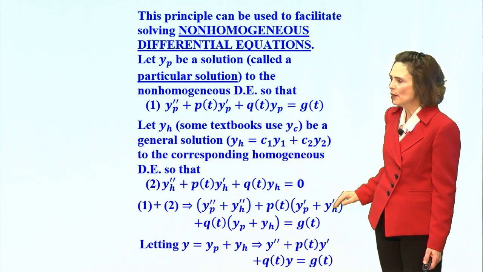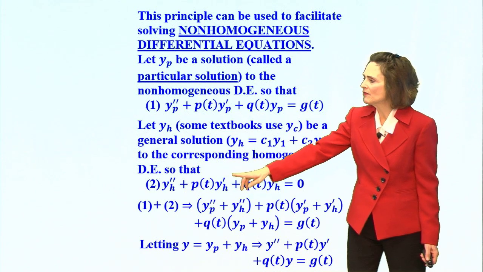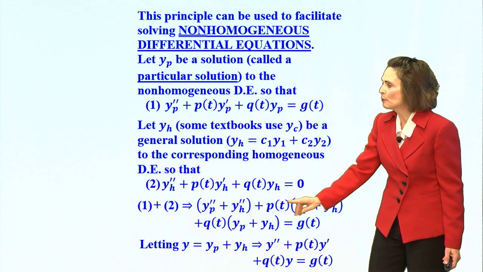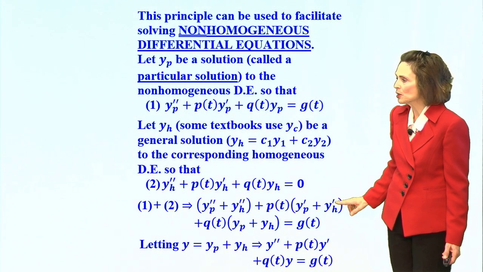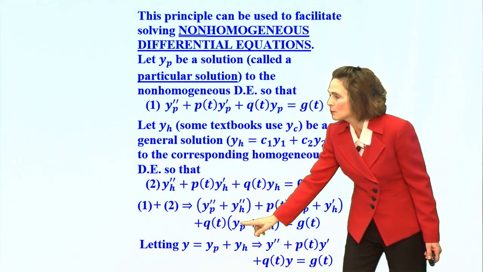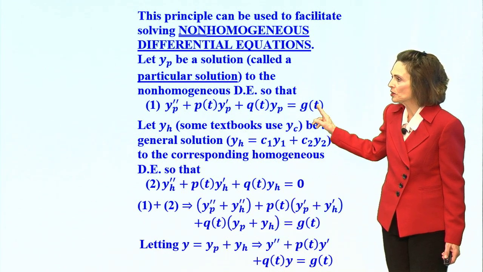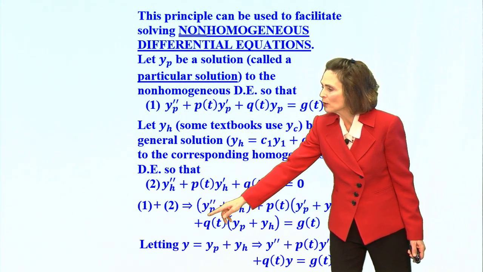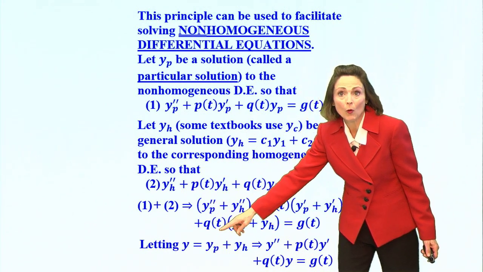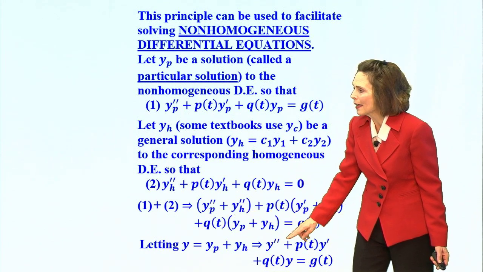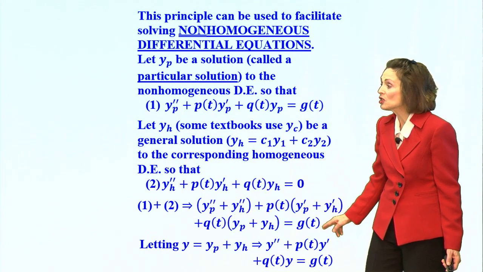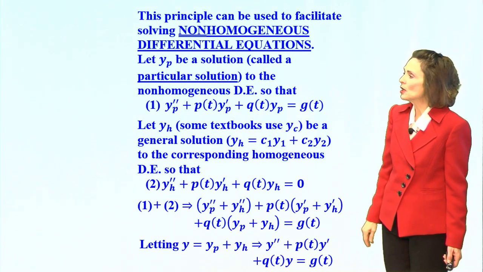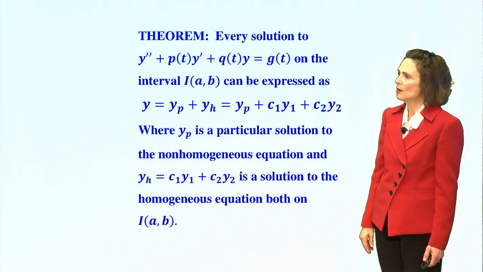If we add them, notice what happens. I have y sub p double prime plus y sub h double prime plus p times y sub p prime plus y sub h prime plus q times y sub p plus y sub h is equal to 0 plus g, or g. So that means if I look at the sum of y sub p plus y sub h and just call that y, it's actually a solution to the non-homogeneous DE. So let's state that result formally as a theorem.